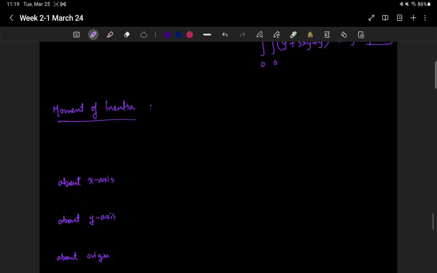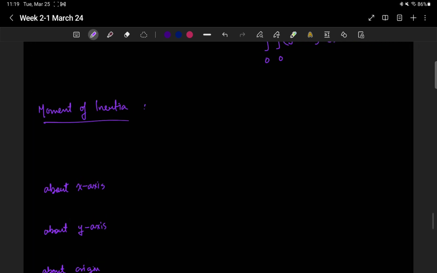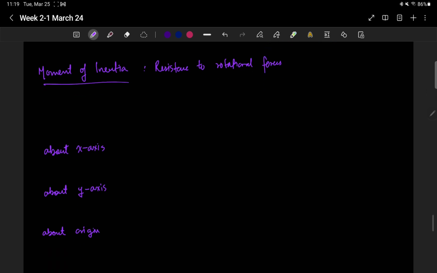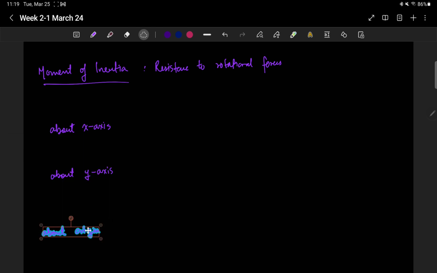The next application we have is a moment of inertia. And moment of inertia is a concept from physics, and it's basically inertia, as you know, means resistance. It's used to measure the resistance to rotational motion or rotational forces that cause rotational motion. And we won't go into very specific details about these. We're going to look at what the expressions are. There are three kinds of moments of inertia we will consider, about the x-axis, about y-axis, and about origin.